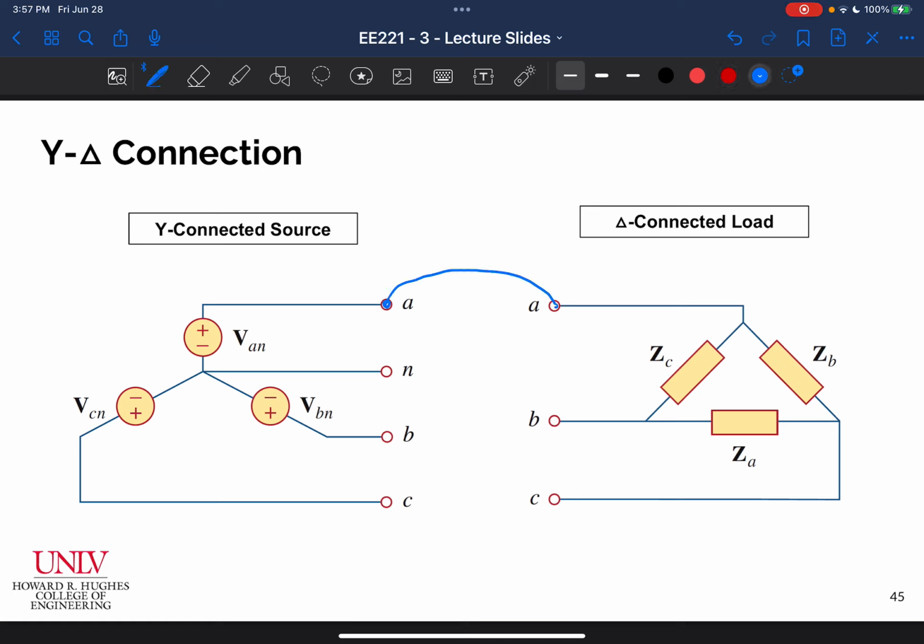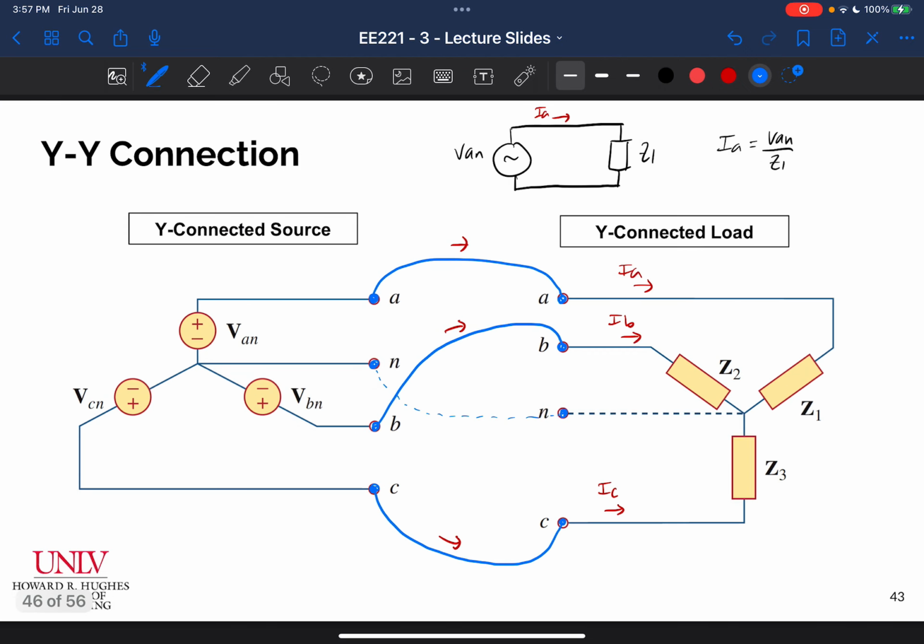We still have A to A, we have B to B, we have C to C. The neutral line doesn't get connected anywhere because there's nowhere to connect it on the delta load. And it just so happens that for balanced systems, which is what we're actually analyzing right now, the current on the neutral line is 0 anyway, so we don't need to worry about the neutral line ever.